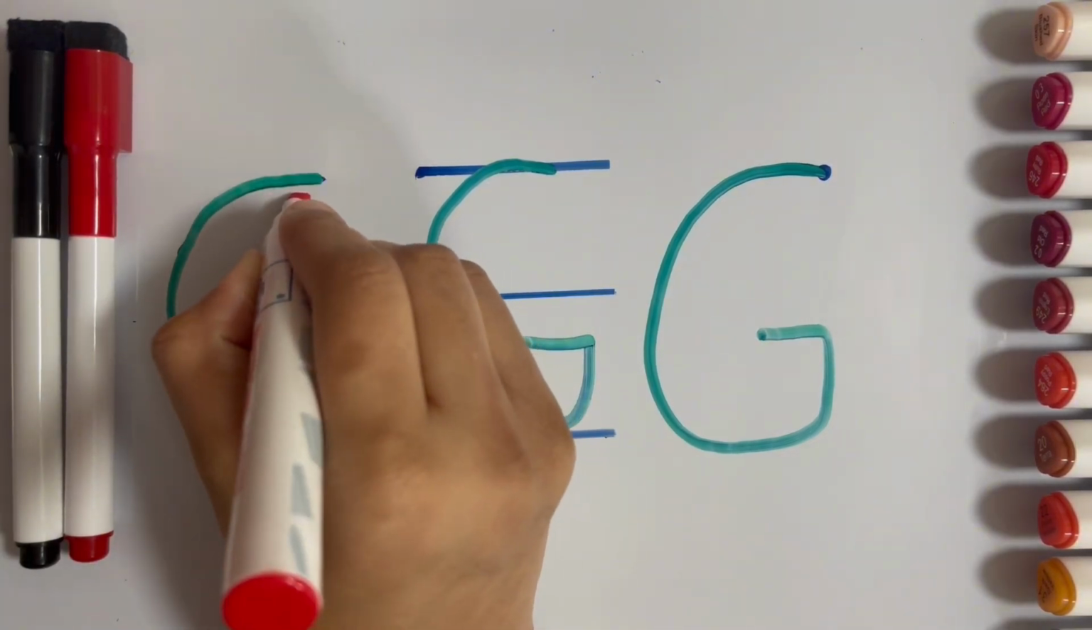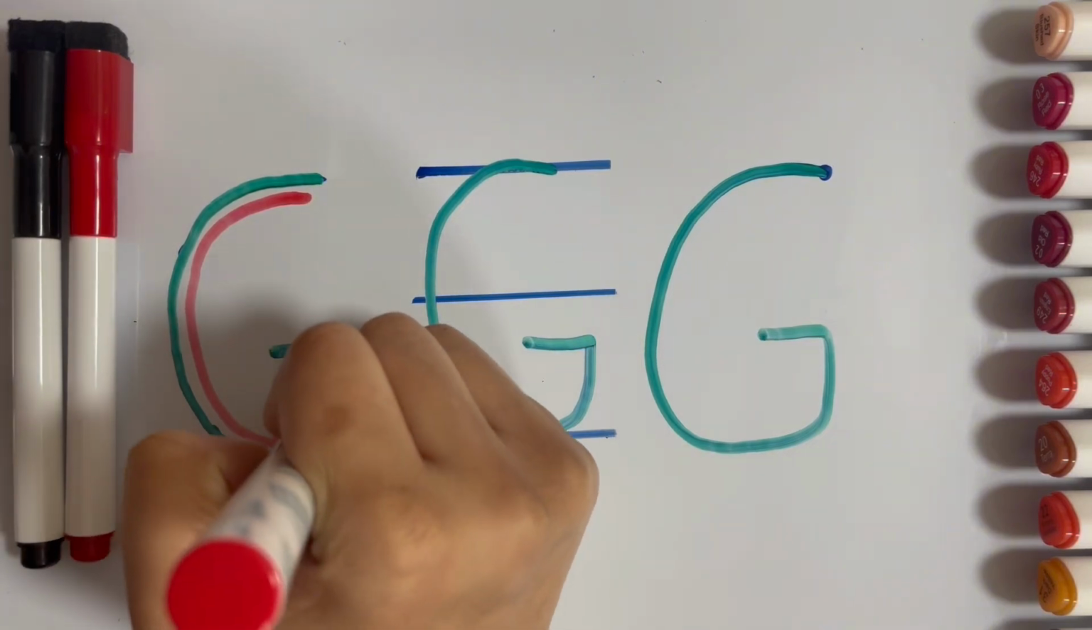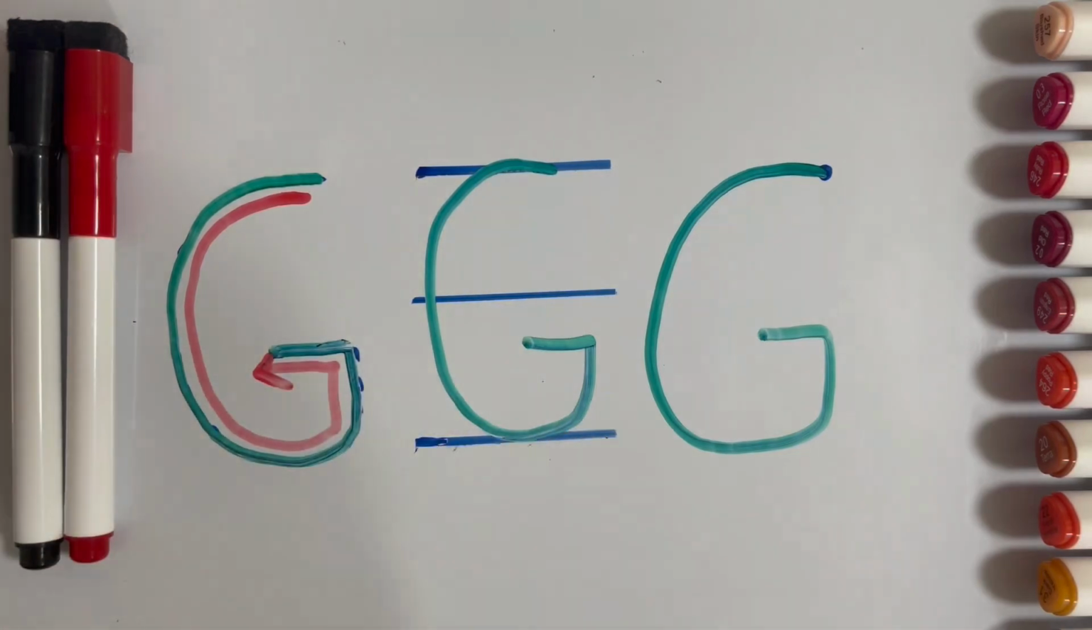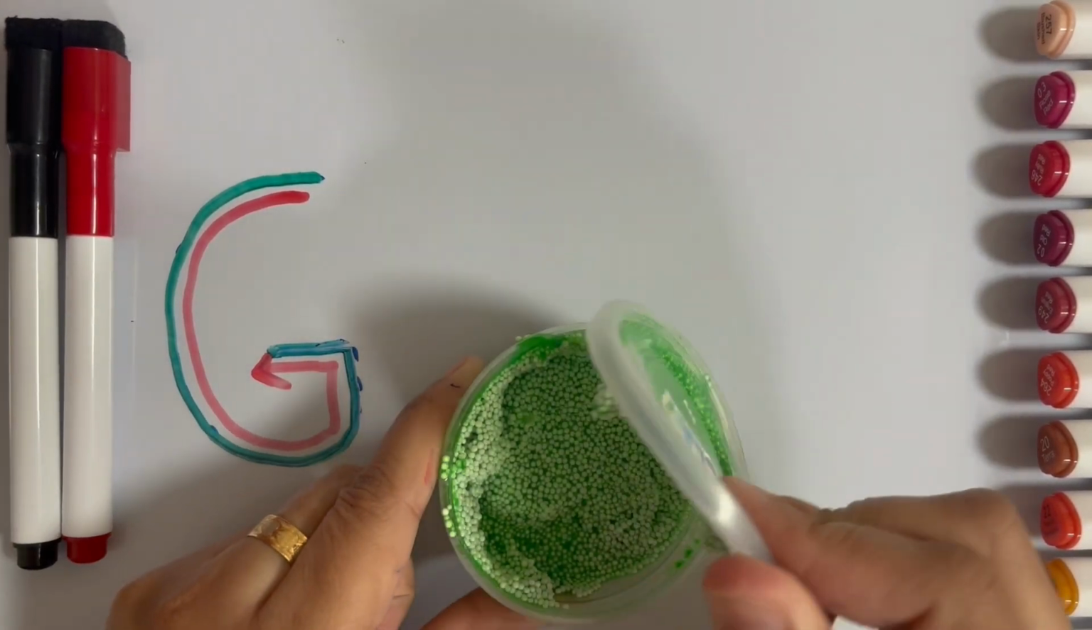Draw a big curve to the left. Small line going up, another small line to the left. G. G. Now, let's make letter G with clay.